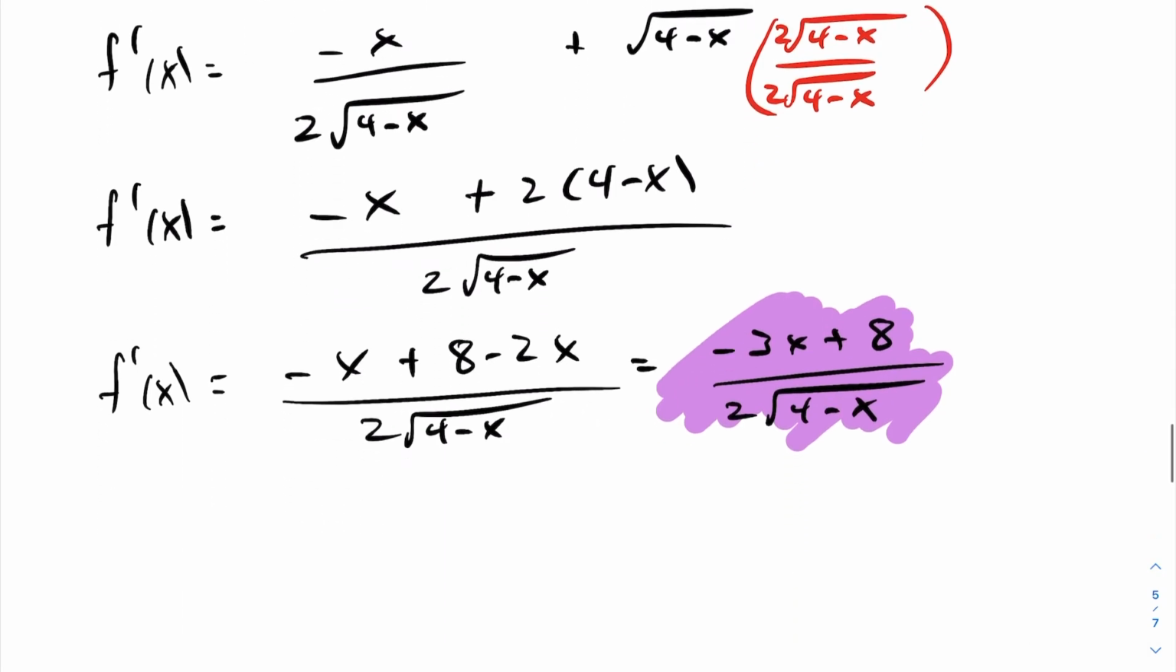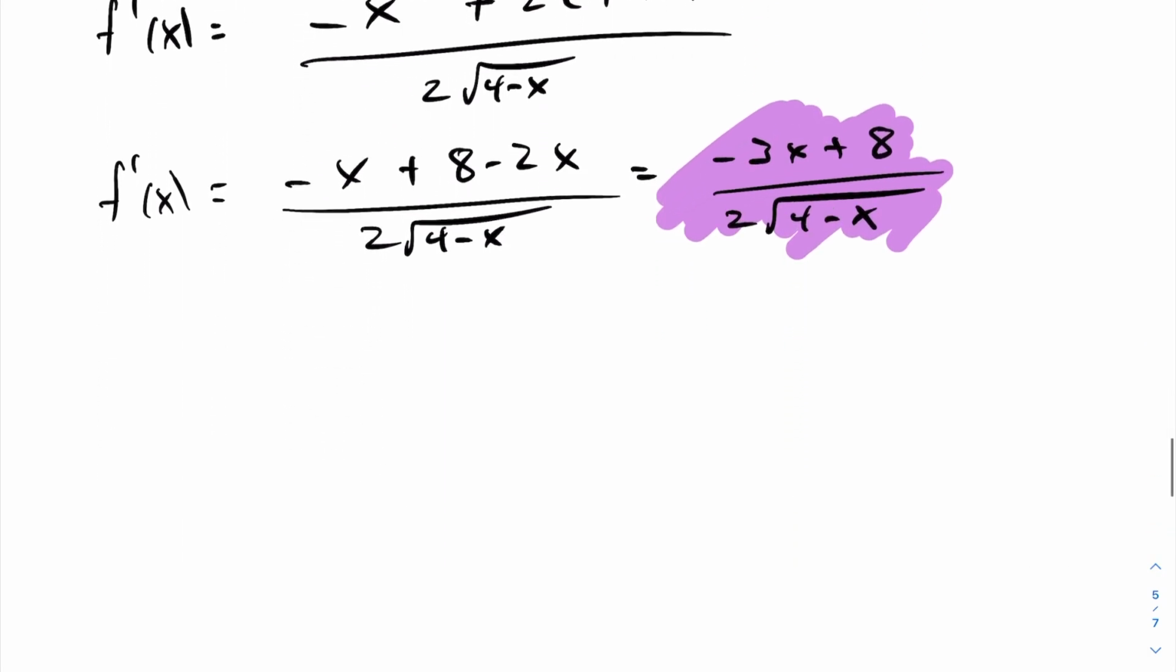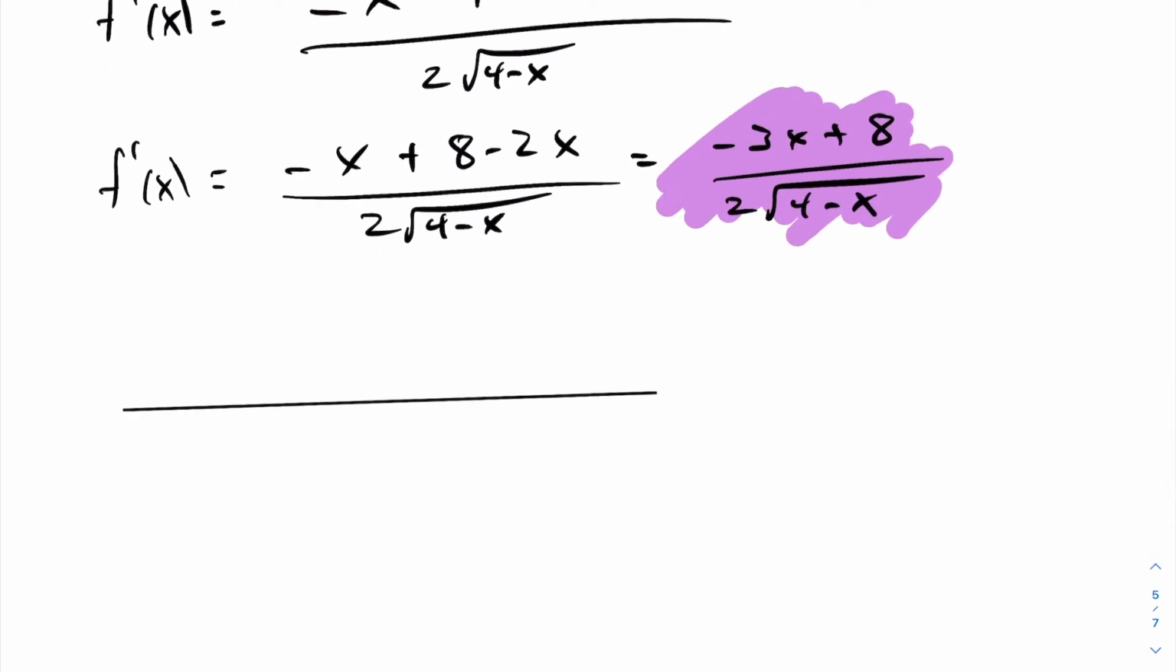So same idea as we've been doing before. We want to draw ourselves a number line, and we want to identify 2 points: points where the derivative is 0 and points where the derivative is undefined. Well, the derivative is going to be 0 when x is 8 over 3. We also have the derivative undefined at 4, so I'm going to put an open circle on that.